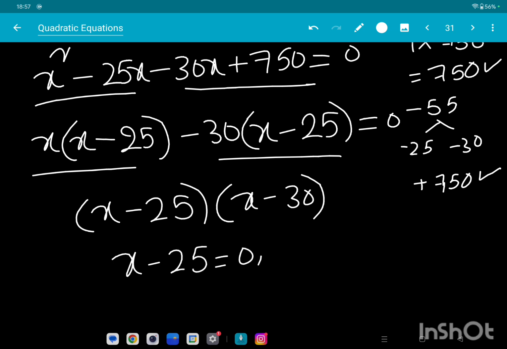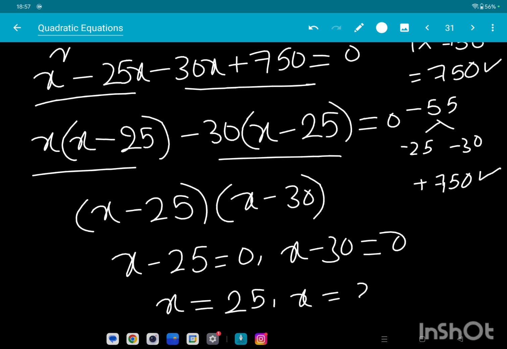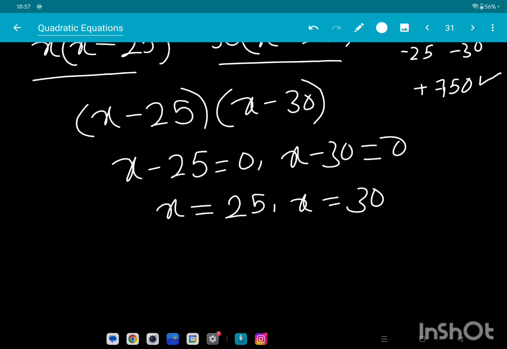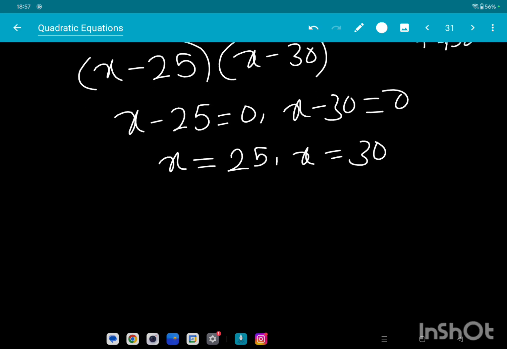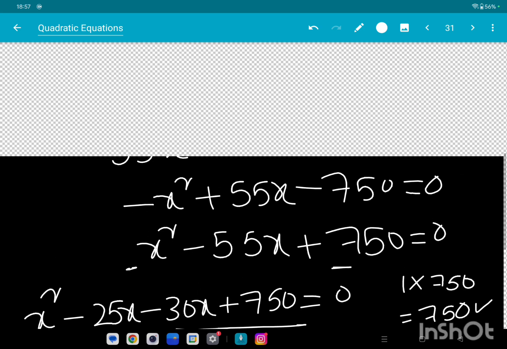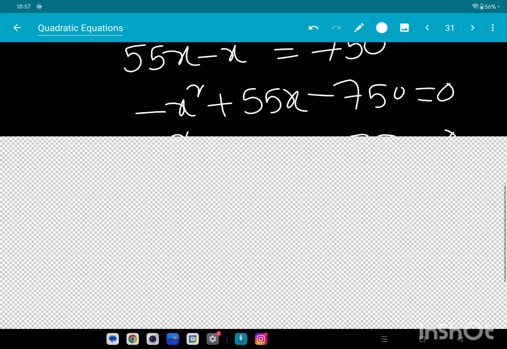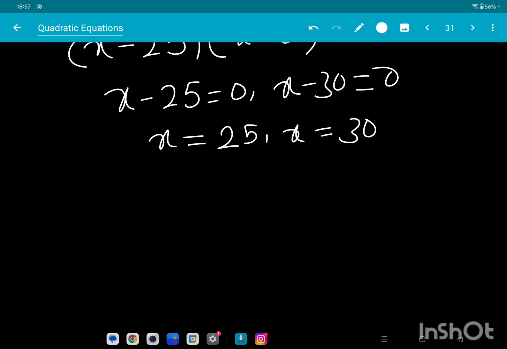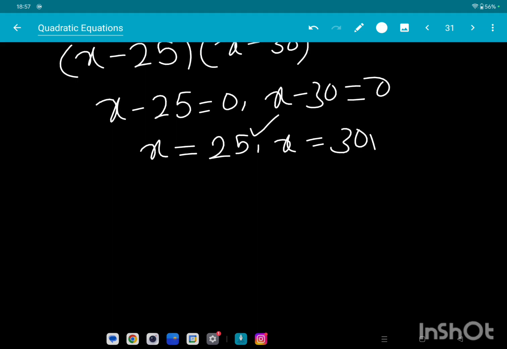I will write it in a separate way. x minus 25 is equal to 0 and x minus 30 is equal to 0. Here what are the values? x is equal to 25 and x is equal to 30. These are the values. So first we need to know, it was given, we need to find how many toys are produced on that day. Either it will be 25 toys produced on that day or 30 toys.